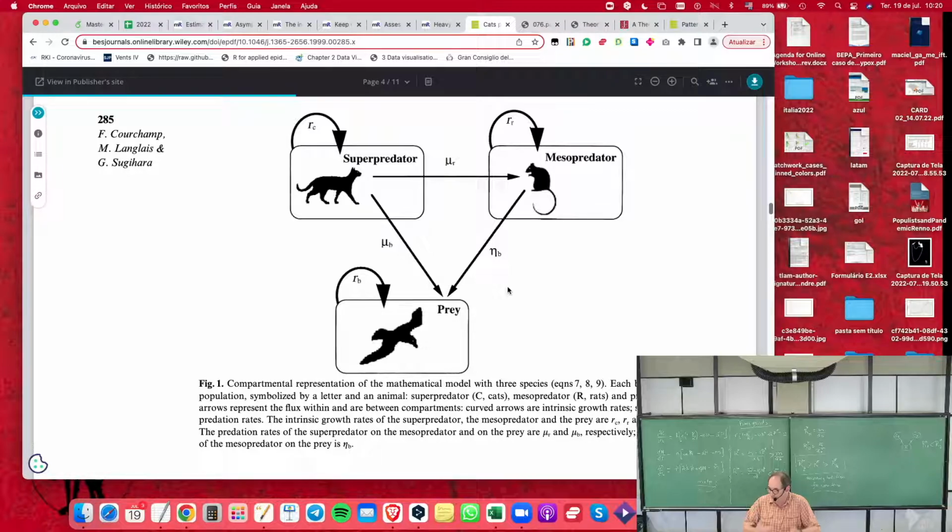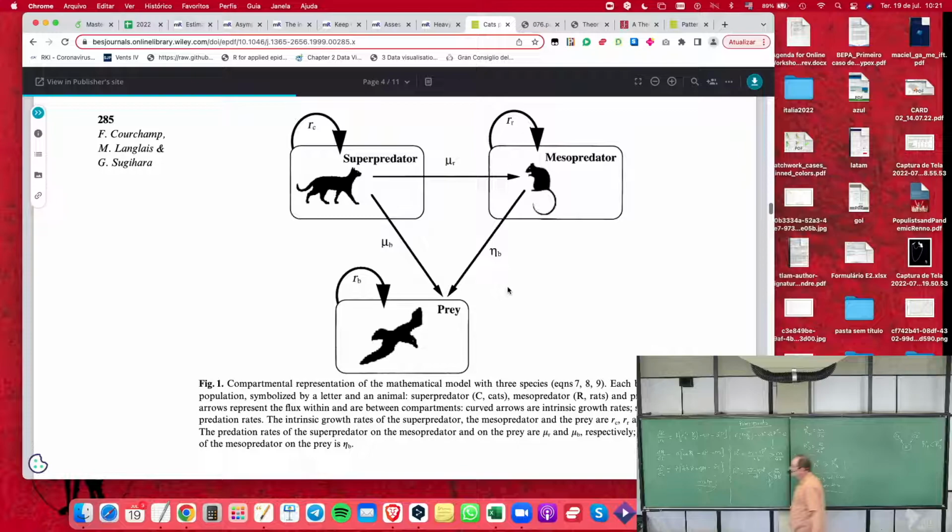So therefore, at the end, there are solutions to this here, where you see that the prey could be eliminated if we don't have the cat, because the mesopredator does not feed exclusively. It's a generalist, and it can eat all the birds, or the birds of a certain species, and can feed on something else. So it is possible to have the elimination.